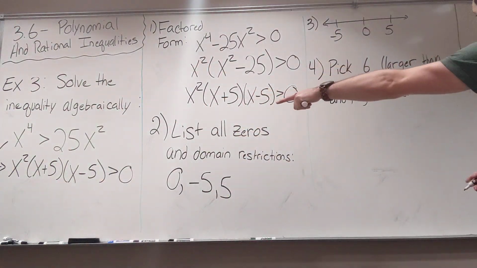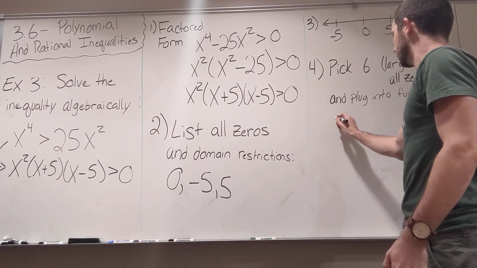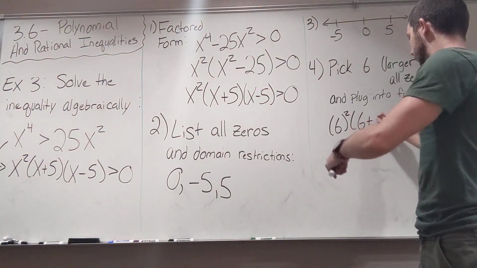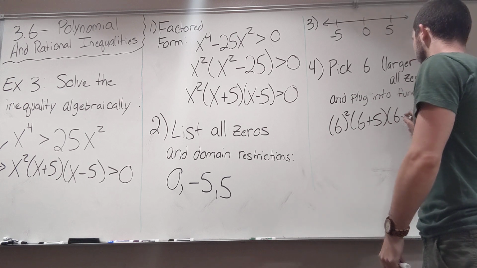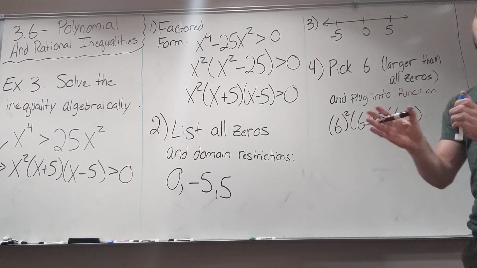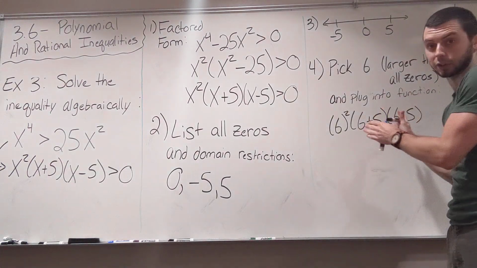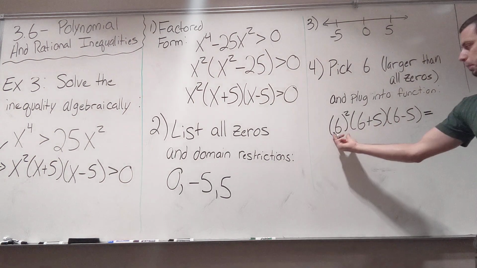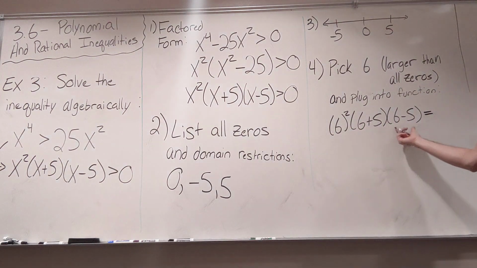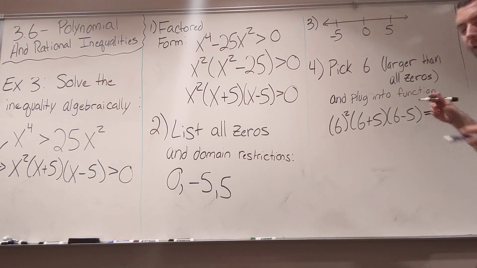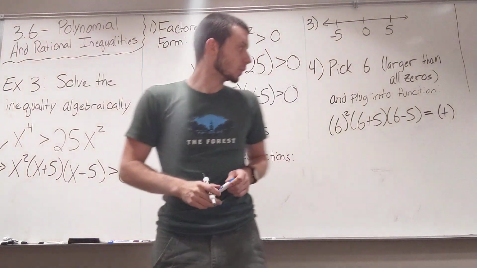So not x squared, but that's going to be, well, 6 squared times 6 plus 5 times 6 minus 5. And we're not going to worry about the inequality. We're plugging it into the function for now. We'll come back to the inequality. So here, you get a positive number, and a positive number.